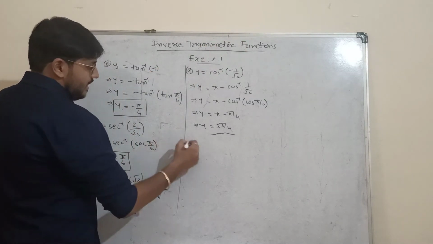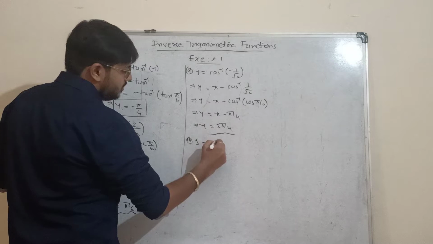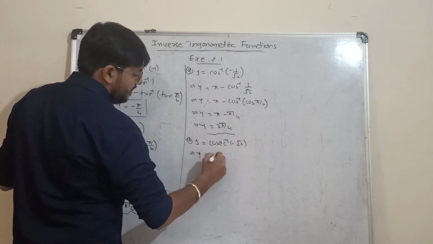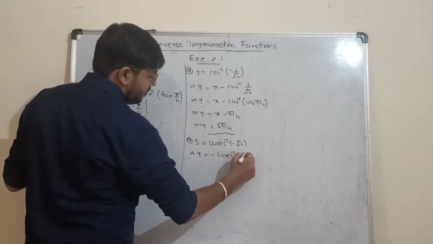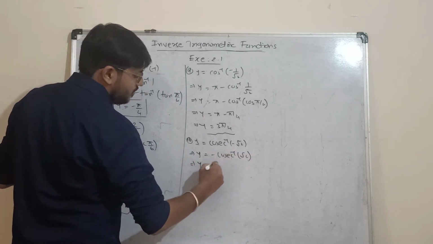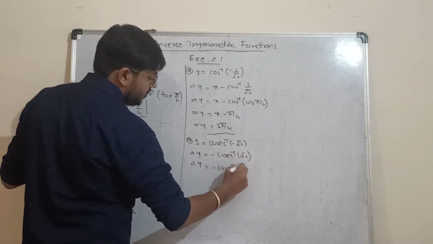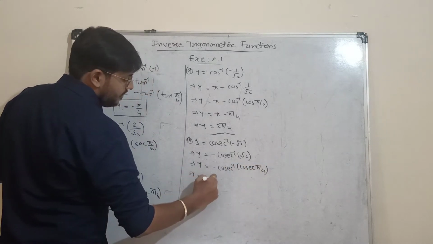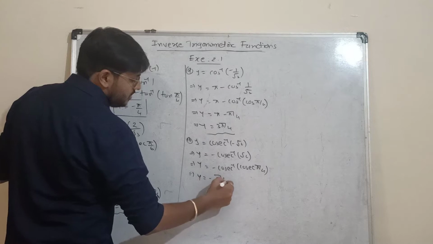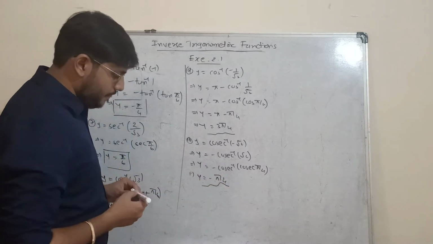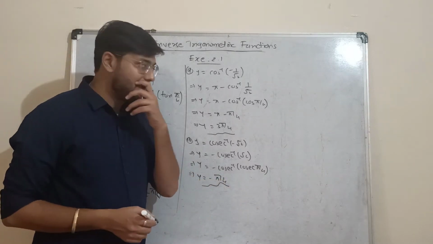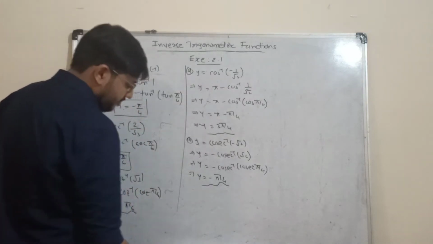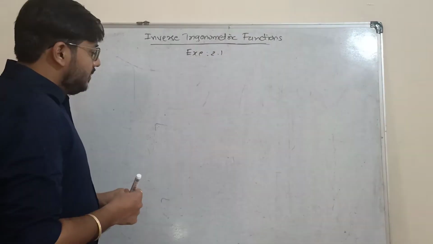Right? Then number 10, y equals cosec inverse of minus root 2, so it will be minus cosec inverse of root 2, so y equals minus cosec inverse of cosec pi by 4. So now with function and inverse cancel, so minus pi by 4 is your answer. Okay, so hope you are clear with these 10 sums. Right? Let's move on with the next question.